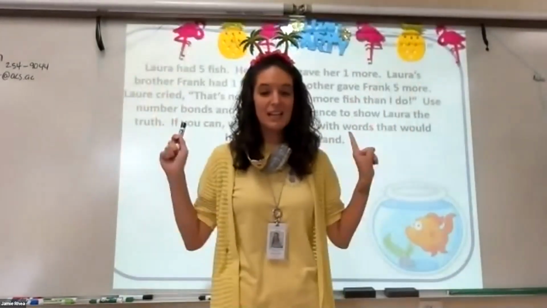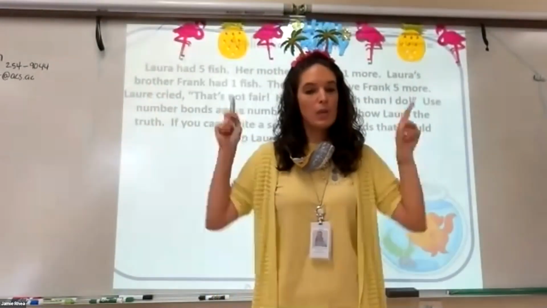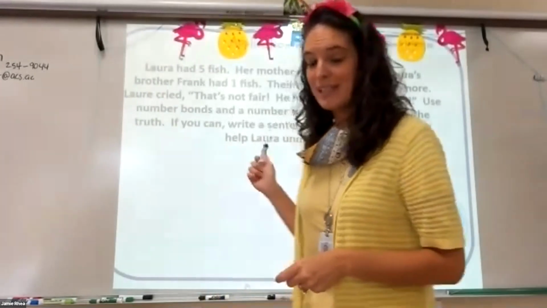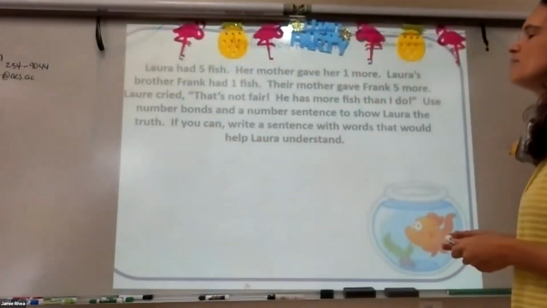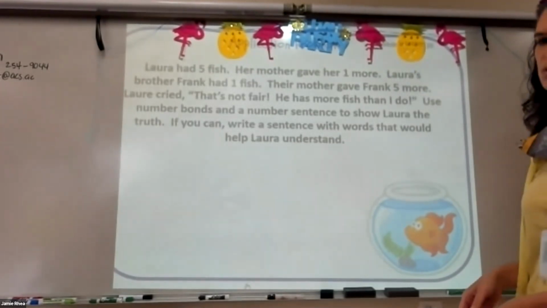Remember, we read through the entire story to find out what it asks us to do before we go back and look for clues. That way we know what it's asking of us. All right, so let's read the entire thing first. Laura had 5 fish. Her mother gave her 1 more. Laura's brother Frank had 1 fish. Their mother gave Frank 5 more. Laura cried, "That's not fair. He has more fish than I do." Use number bonds and a number sentence to show Laura the truth. If you can, write a sentence with words that would help Laura understand.